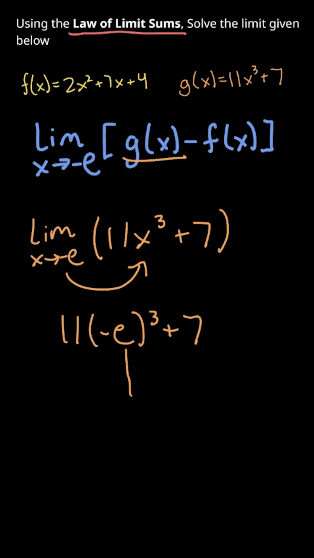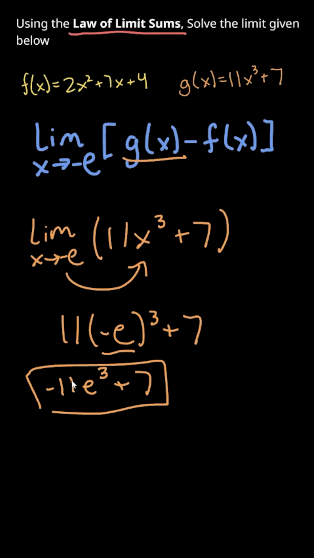Now, if you remember, e itself is Euler's number. It's not a variable, so keep that in mind. So really, the best answer that we get for our limit is negative 11e cubed plus 7. Again, e is a constant, so we're multiplying negative 11 times a specific number. So this is the most precise value that we can get for g of x.